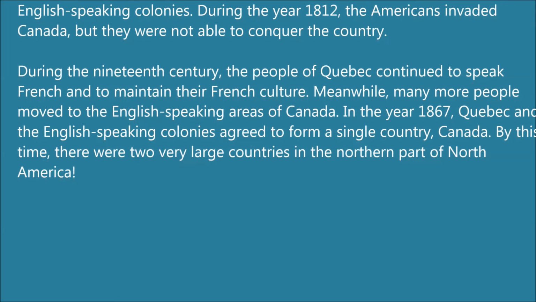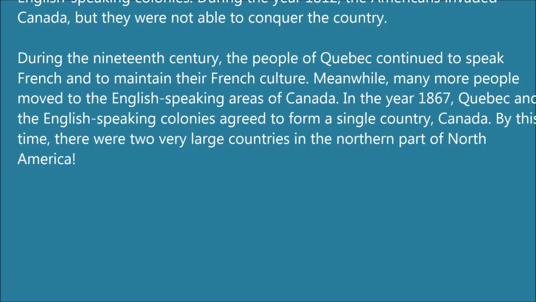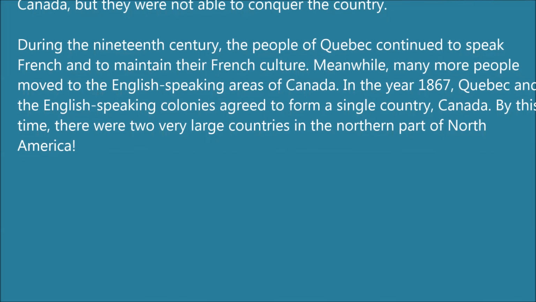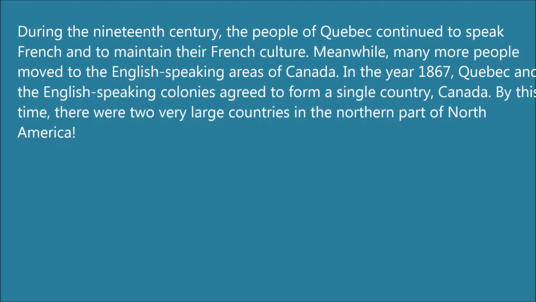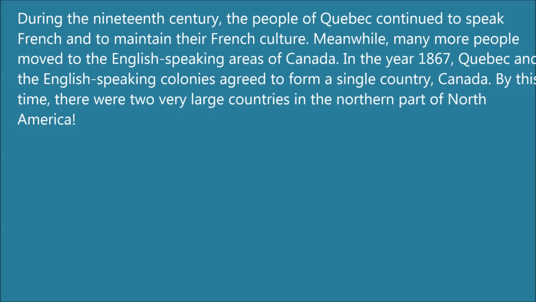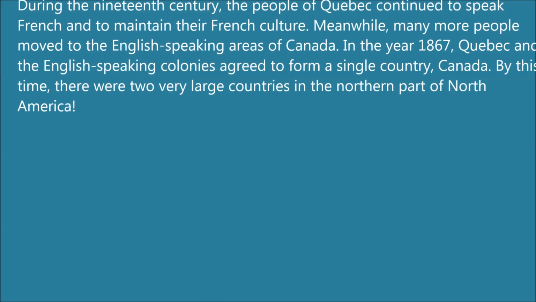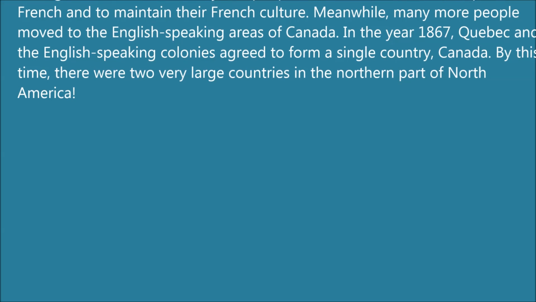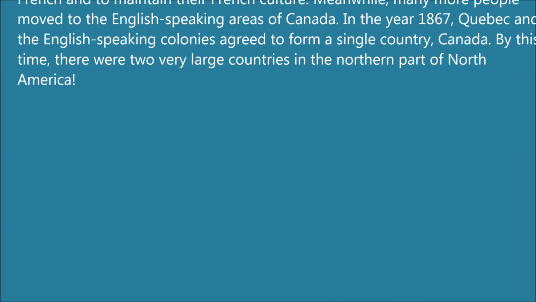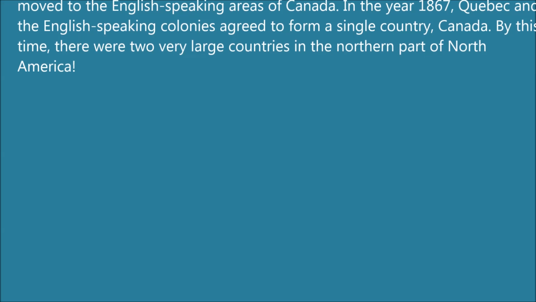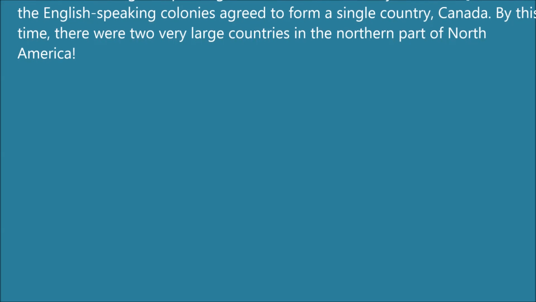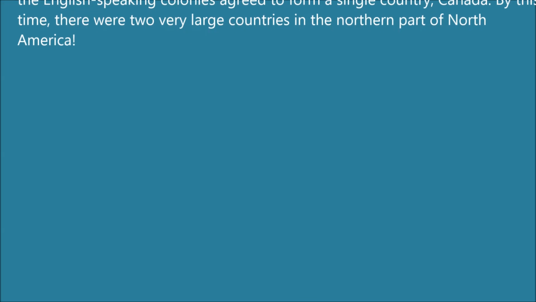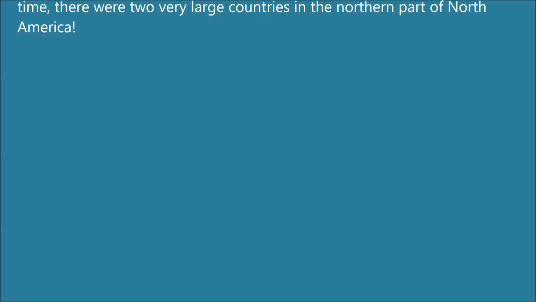During the 19th century, the people of Quebec continued to speak French and to maintain their French culture. Meanwhile, many more people moved to the English-speaking areas of Canada. In the year 1867, Quebec and the English-speaking colonies agreed to form a single country, Canada. By this time, there were two very large countries in the northern part of North America.